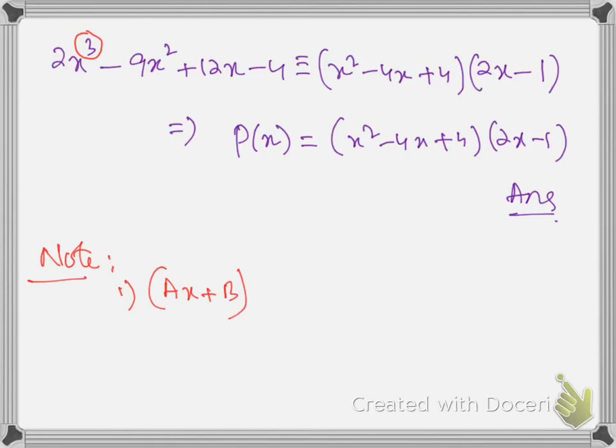given. Degree 3 means there must be 3 answers. 2 answers were given and 1 answer was missing. Therefore, I suppose the missing answer as ax plus b. What if we had degree 4? If we had degree 4, then there will be 2 answers missing. So we had to suppose a quadratic factor. But in this case, the degree of the polynomial was 3. Therefore, I suppose a linear factor. This is very important for this question.